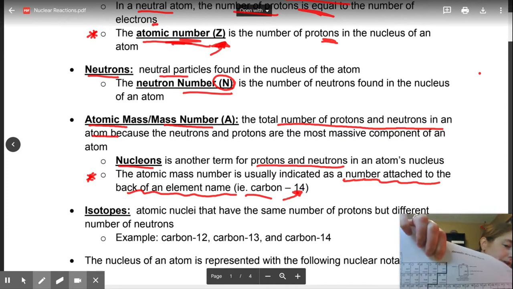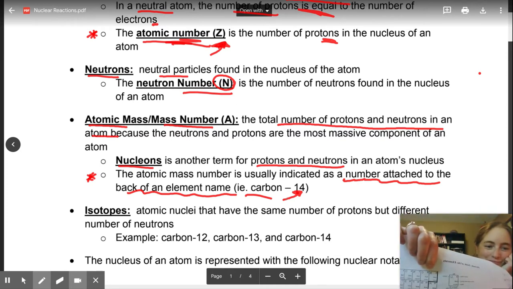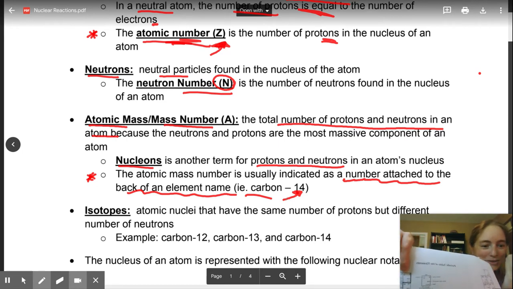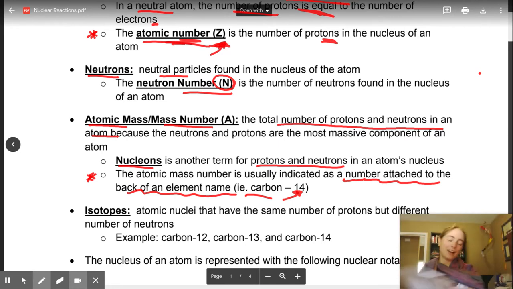Now, where am I going to get my proton number? The number 6. That number 6 is the atomic number, and the atomic number is how many protons are in that atom. I really hope you guys remember that from Chem.